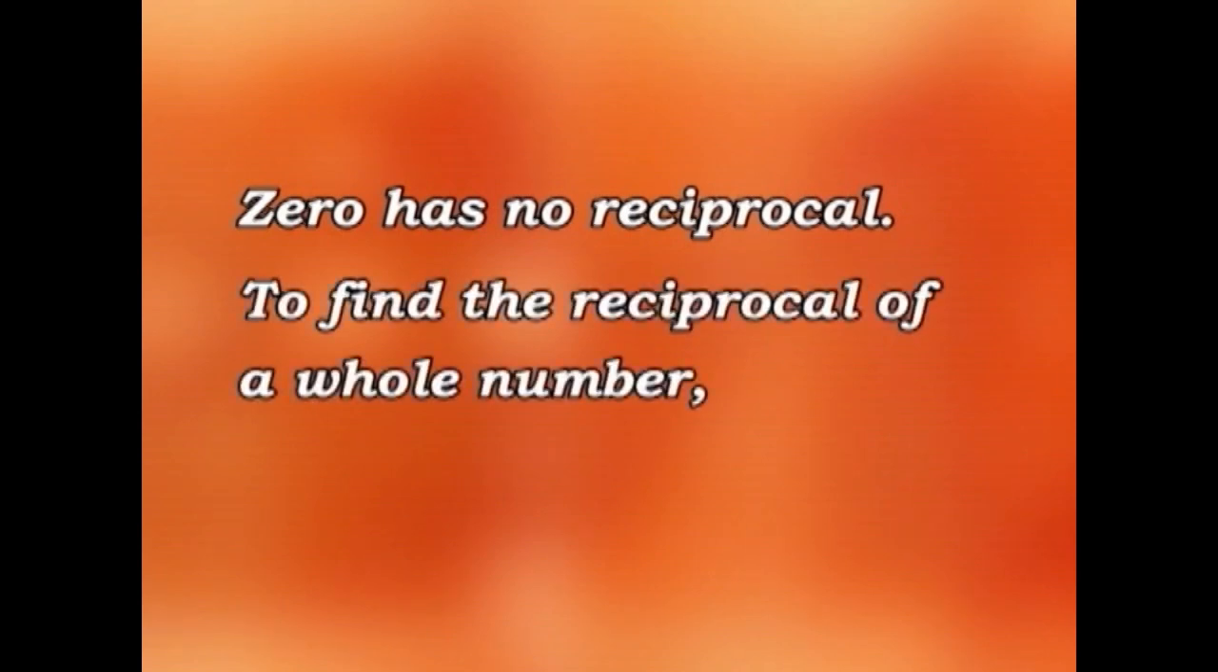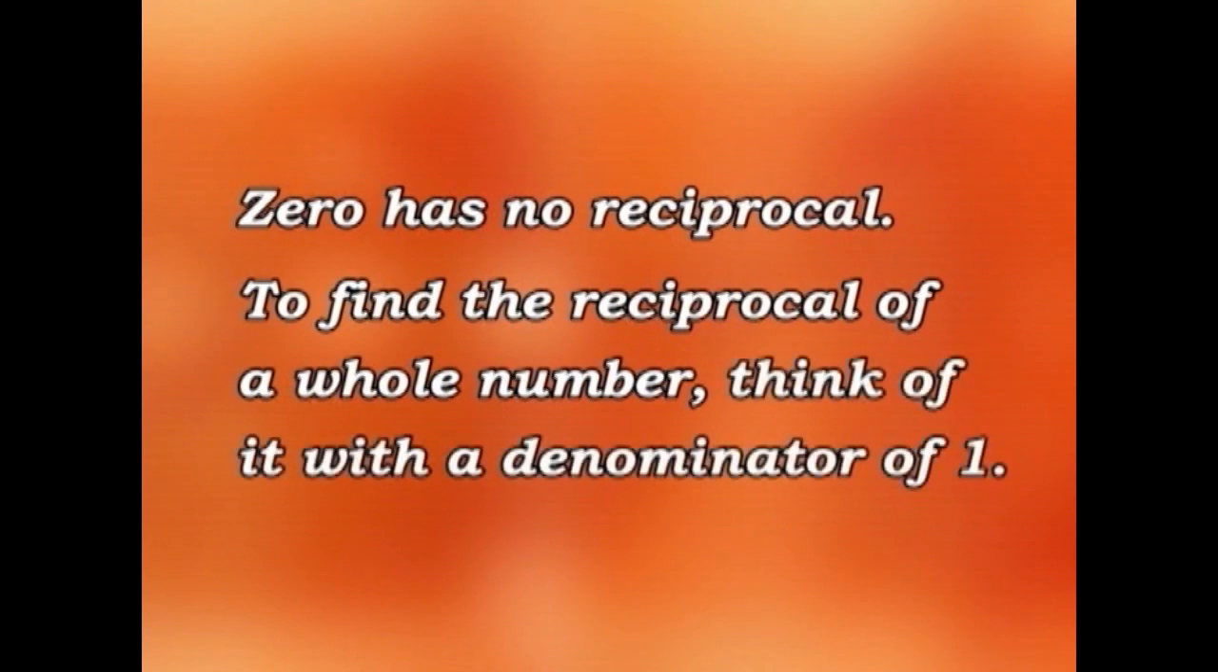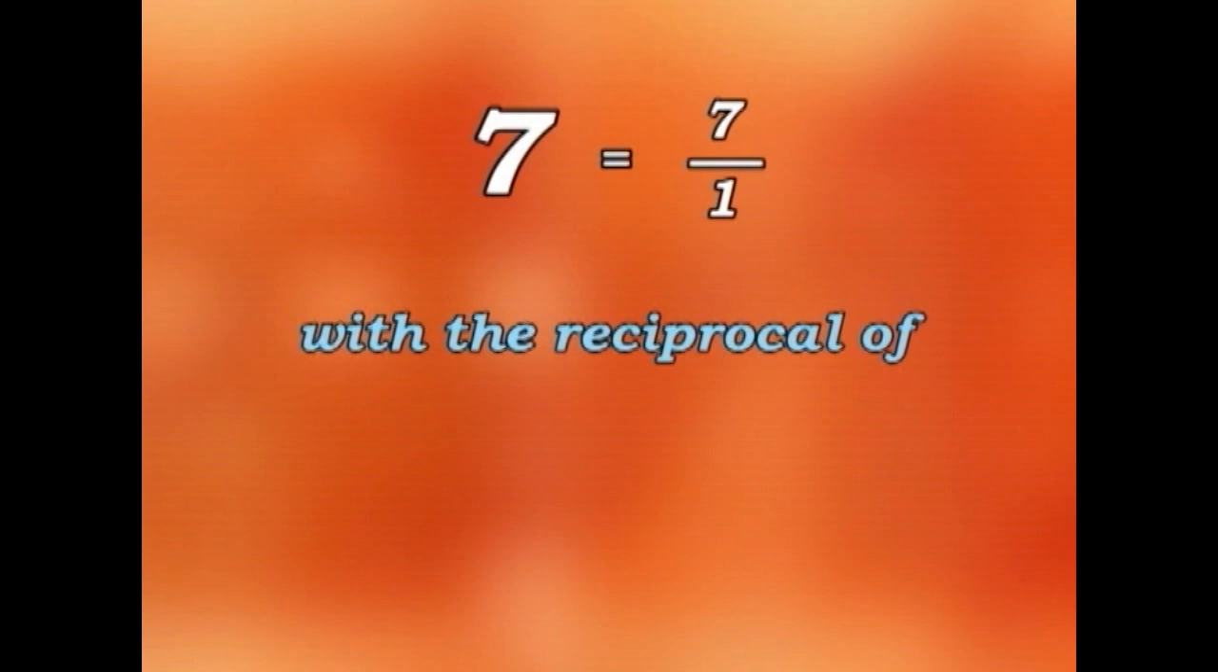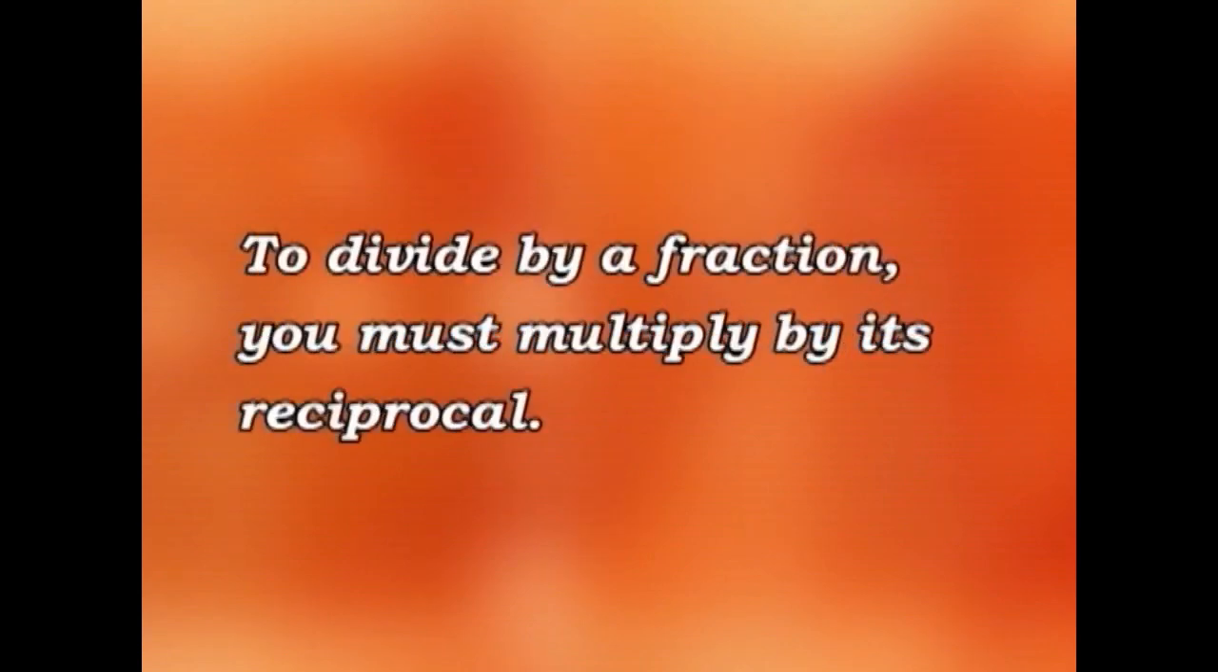To find the reciprocal of a whole number, think of it with a denominator of 1. So 7, for example, is 7/1. So the reciprocal would be 1/7. Why do we need to know this? Well, to divide by a fraction, you must multiply by its reciprocal.